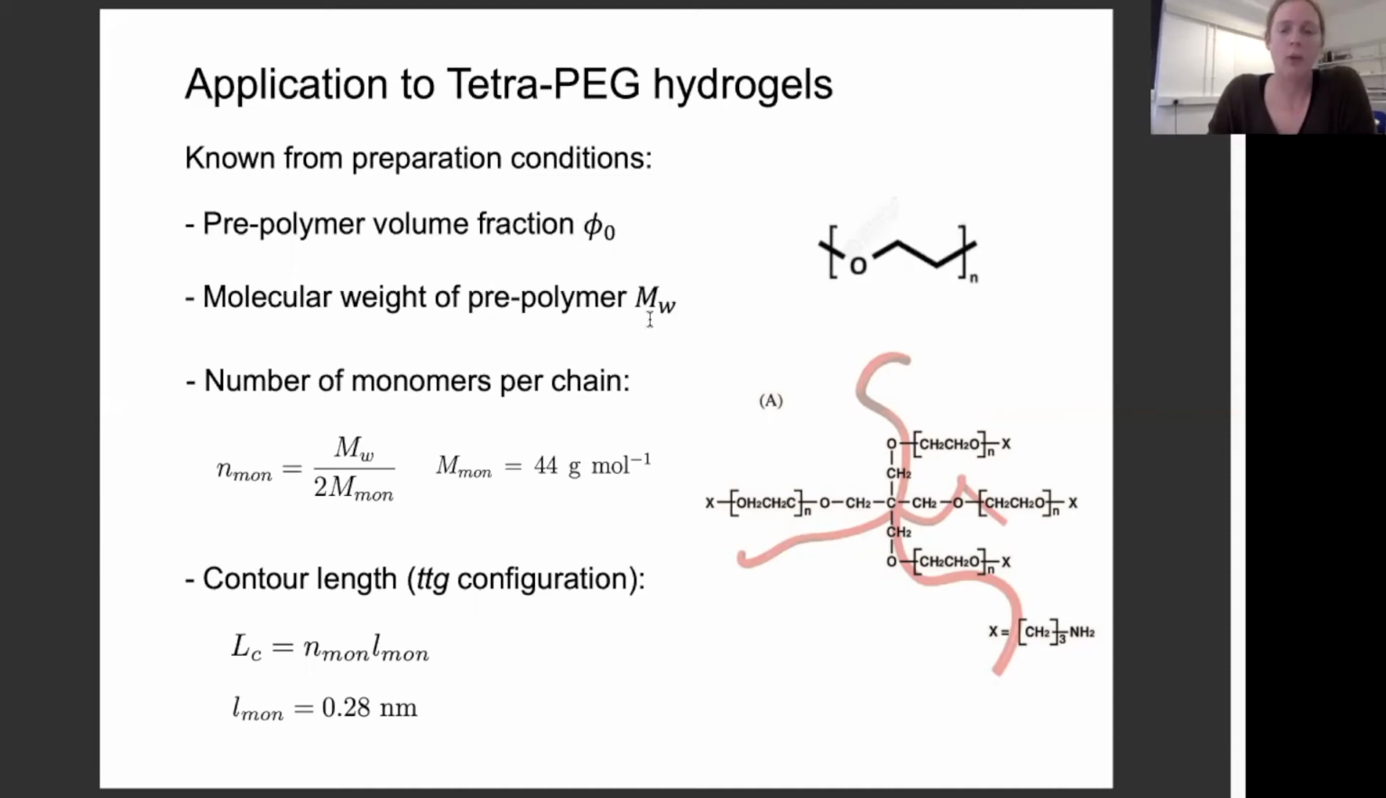You also know the molecular weights of this 4-armed macromolecule. And from this molecular weight, you can work out the number of monomers you will have along each arm, and then also in the network, because 2 arms of the tetra molecule form 1 chain in the network. So we can get the number of monomers, and we can also estimate the contour length of each chain in the network, the contour length corresponding to 2 arms of the original pre-polymer. So we have all this data.